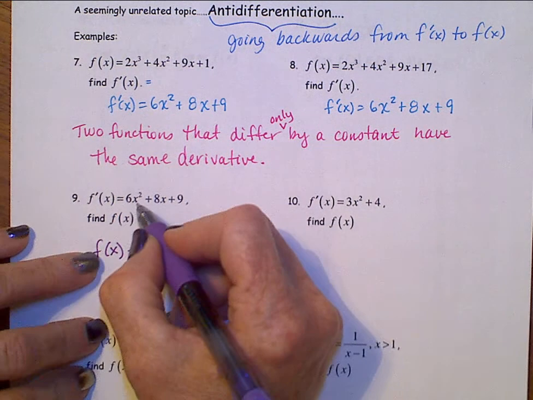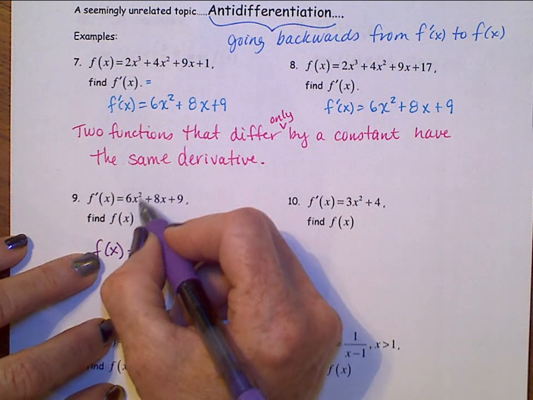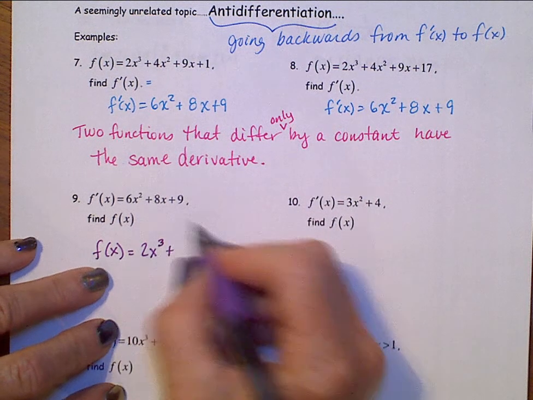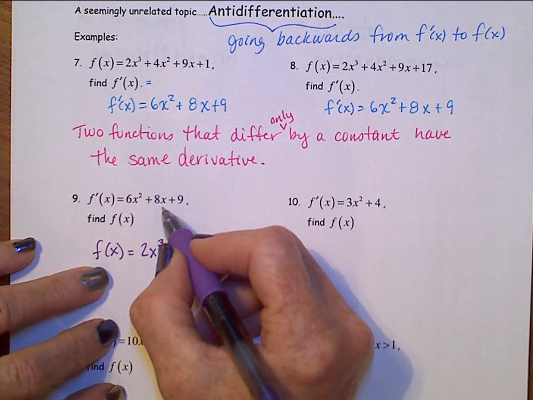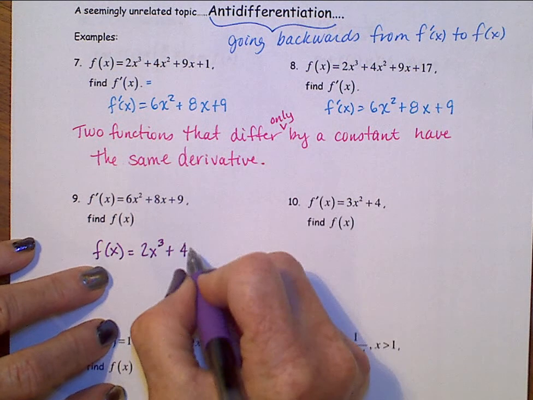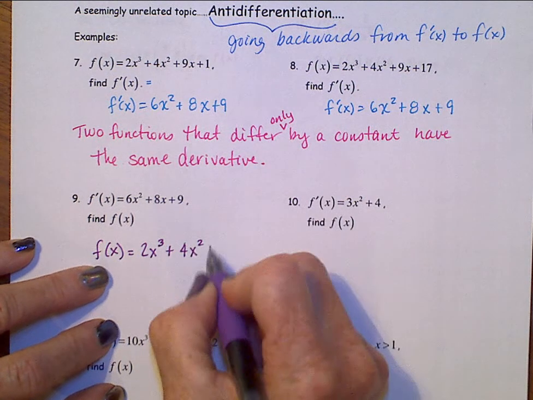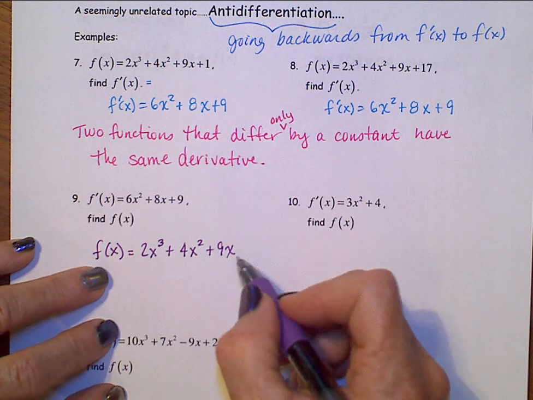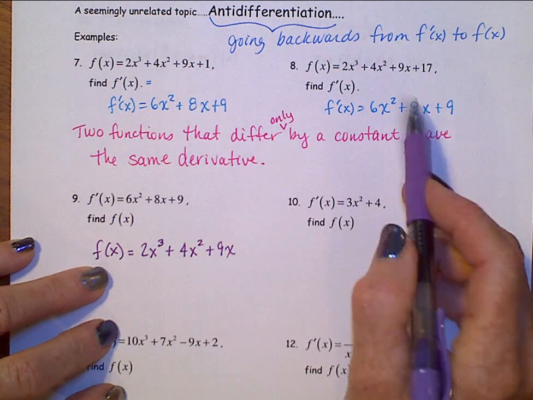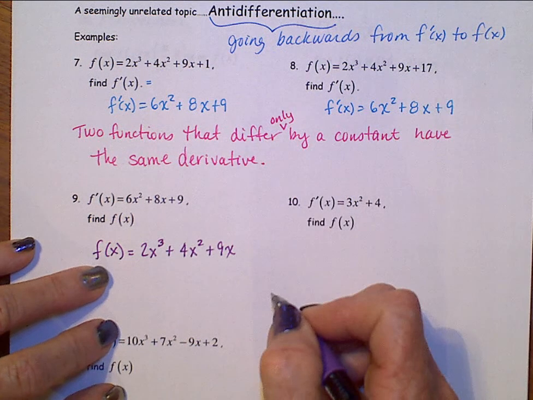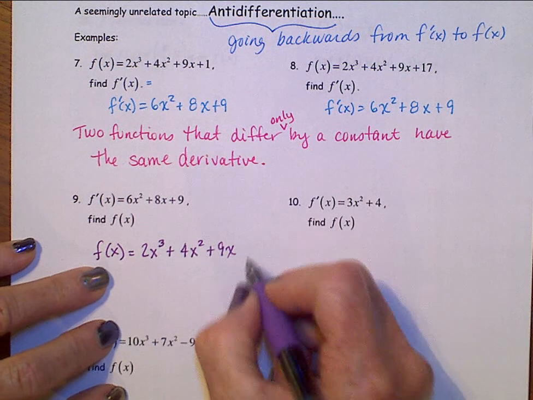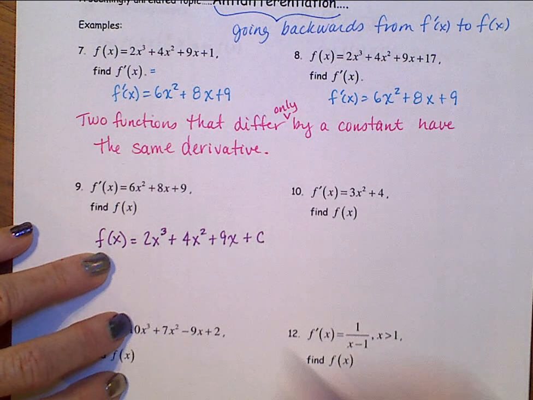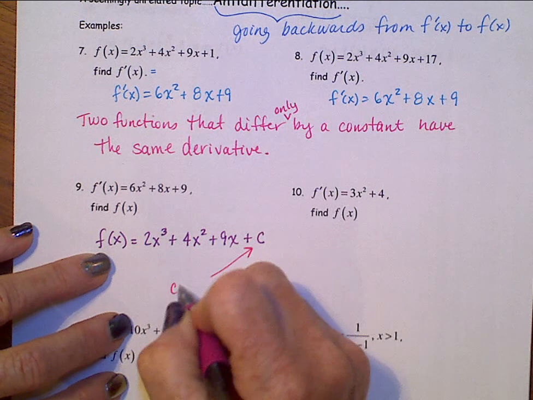So what thing when you take the derivative of it gives you 6x squared? That's 2x cubed plus, and what thing when you take the derivative gives you 8x? 4x squared plus a 9x. Now, how do we know whether that's a plus 1 like up here, or a plus 17, or a minus 23? We don't, so what we'll do is put on a plus c here, where that c stands for some constant.